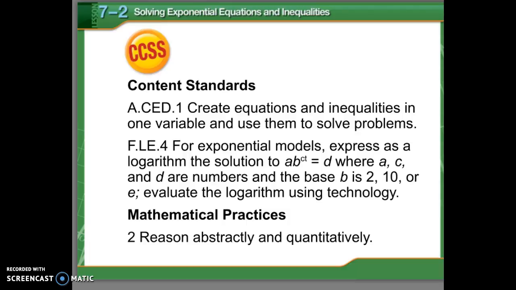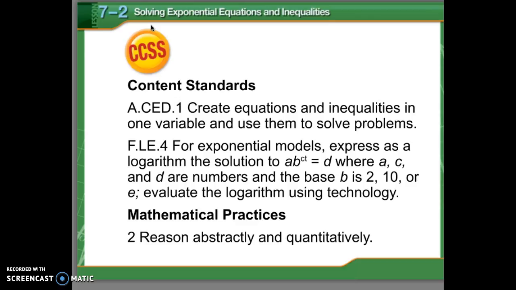Okay, this is the Unit 3 Lesson 2 video. We're in Chapter 7, Section 2 out of the textbook, and this lesson is about solving exponential equations and inequalities. We're working on two content standards in this lesson, and the first one is create equations and inequalities in one variable and use them to solve problems.